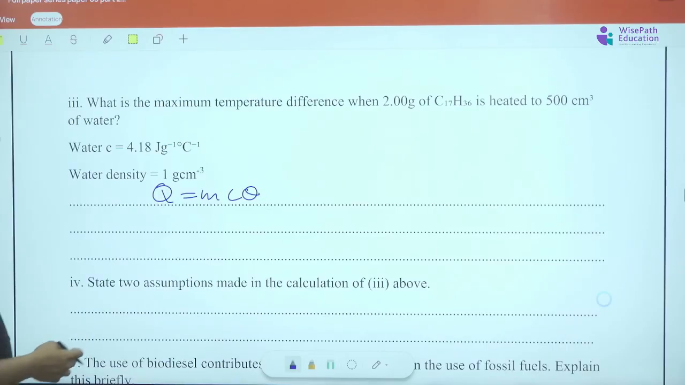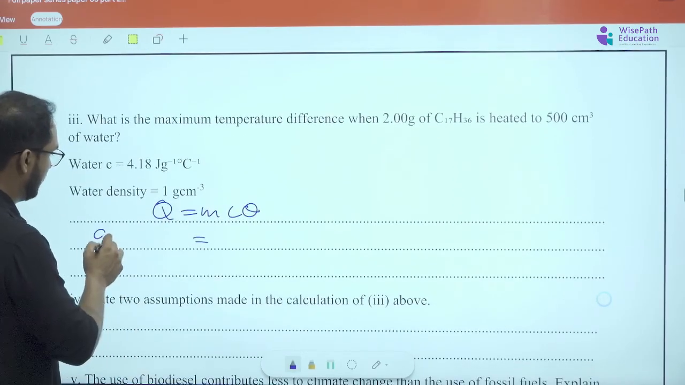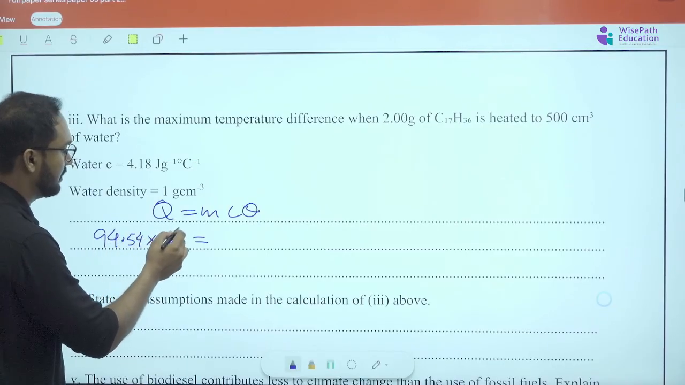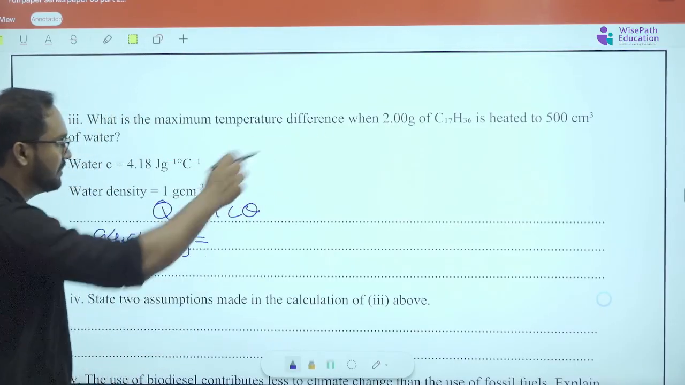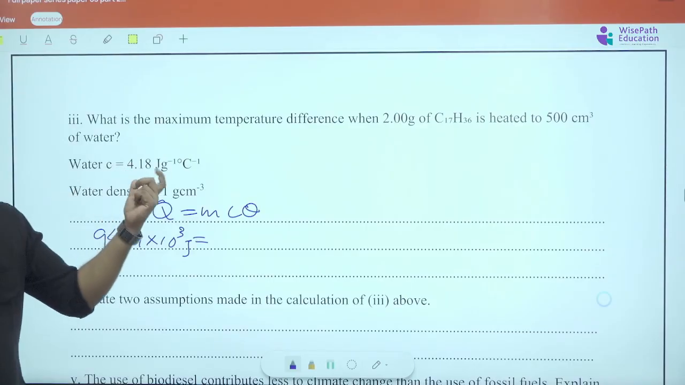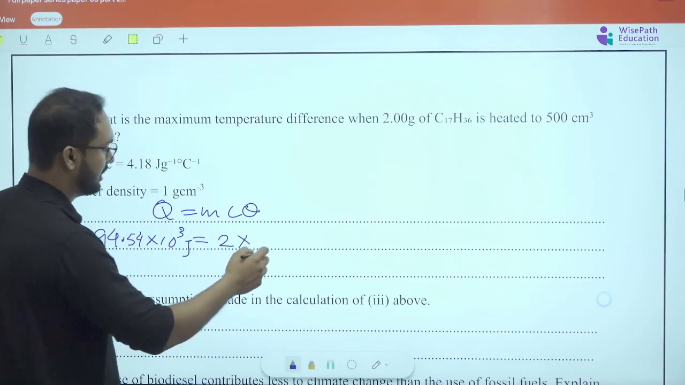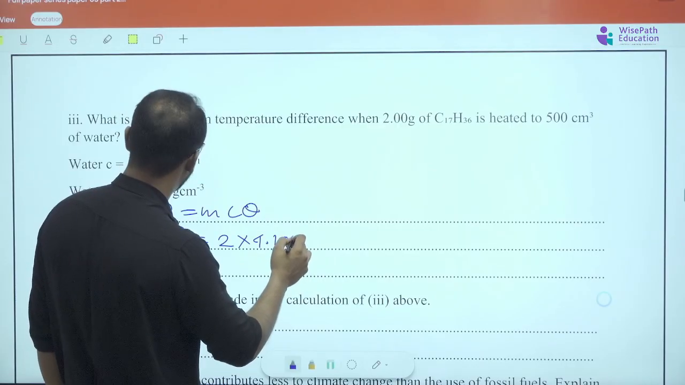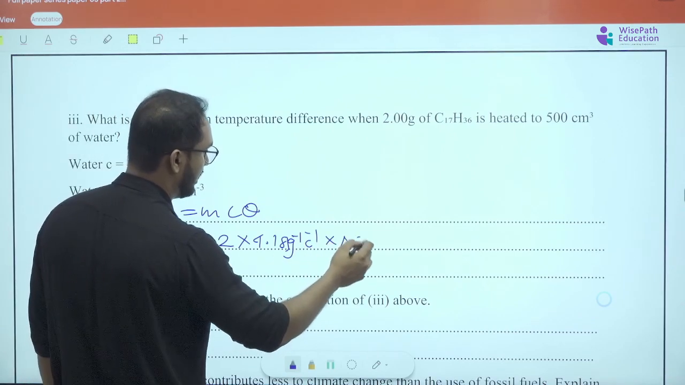So the energy release is 94.54 kilojoules, that is 94.54 times 10 to the power 3. We'll take it this way, in joules, right? And the mass, we already know it's in grams. We can apply it in grams because the specific heat capacity is also given in grams, so it doesn't matter. 2 into the specific heat capacity, which is 4.18 joule per gram per Celsius, right? And you have to find the delta theta, the temperature difference.